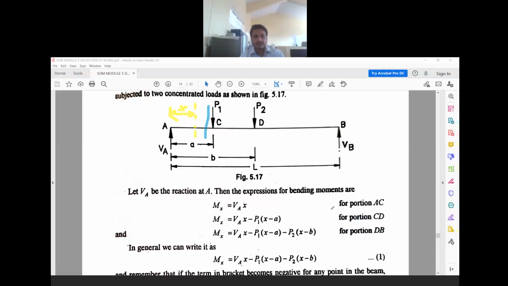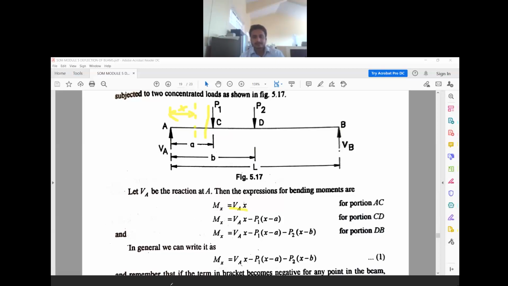So for portion AC, if I calculate the moment at this section, I will get VA into x. So VA will be at a distance of x. So VA is causing clockwise moment. So VA into x, that will be the moment equation for only portion A and C. In portion A to C, the moment equation is just VA into x.